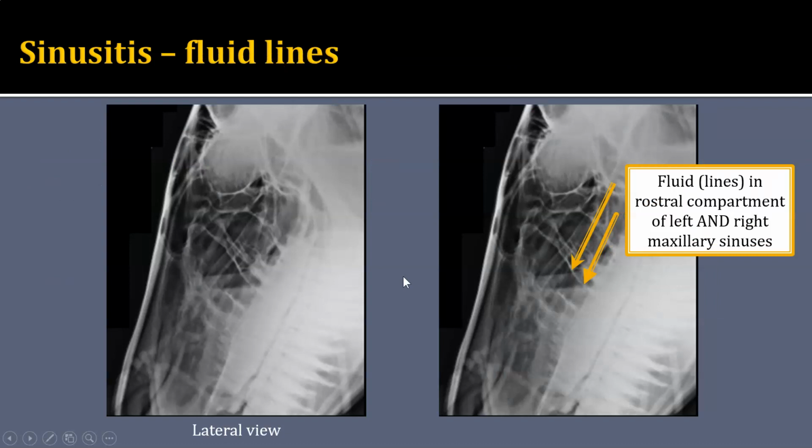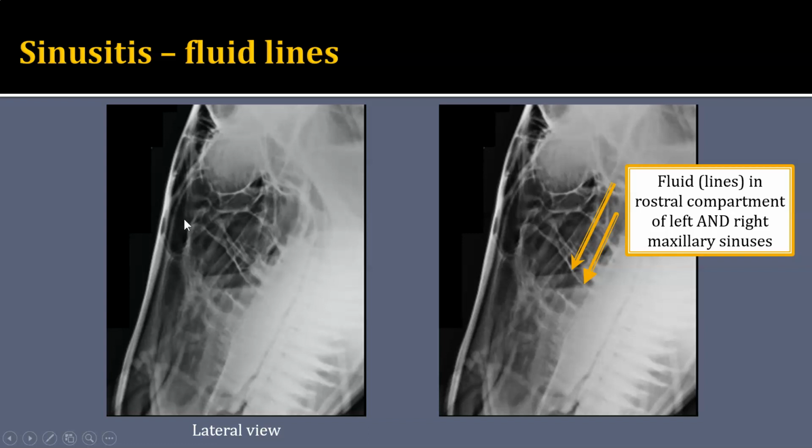So here's another example. The patient is on the left without labeling and on the right with labeling. Again, this is a lateral view of the sinuses and the nasal passages in this horse. I have displayed the image as the patient's head was when we took it, and we may or may not know that, but in this case it is.